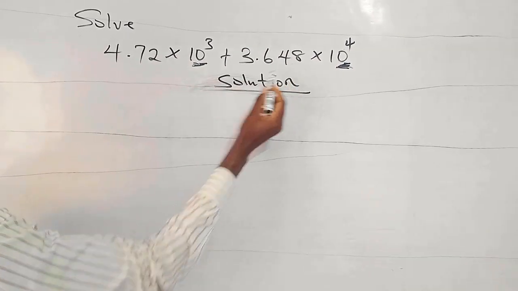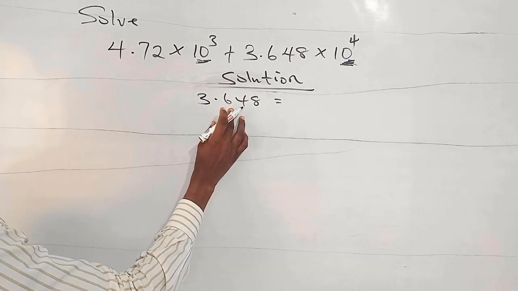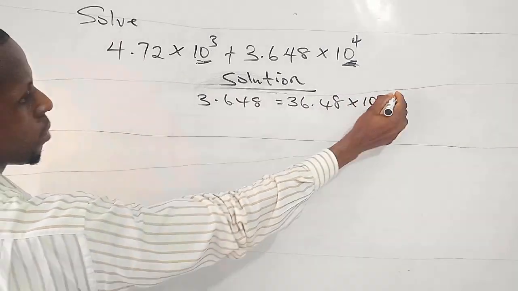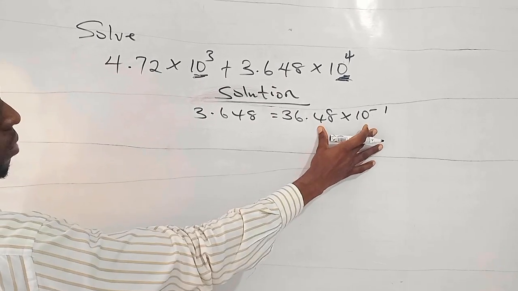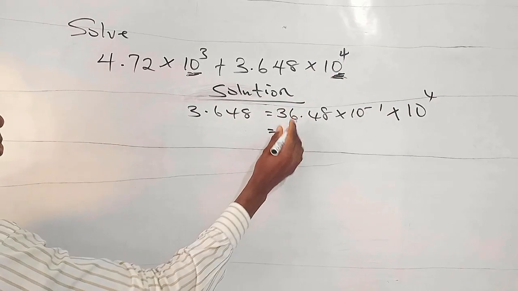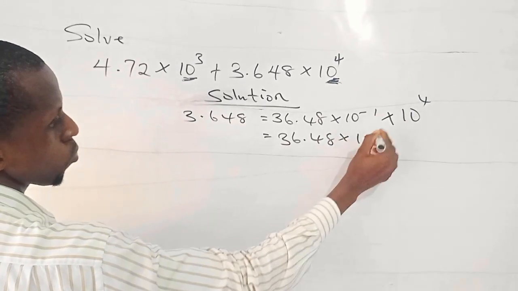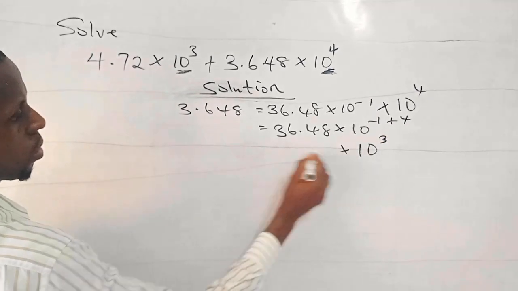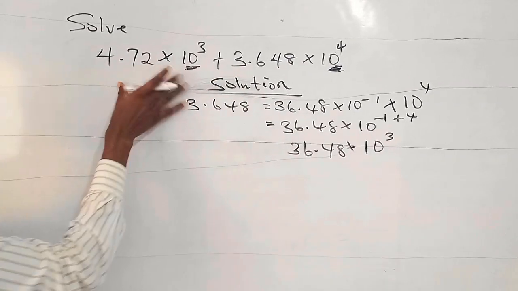Let's start from here. We have 3.648. I can write this as 36.48 times 10 raised to the power minus 1, because I move towards my right hand side. Then I say times 10 raised to the power 4. So this gives me 36.48 times 10, law of indices, pick out 1, plus 4. By the time I reduce this, I have 10 to the power 3 times 36.48. So I've replaced this with this. Now I can carry out my addition.